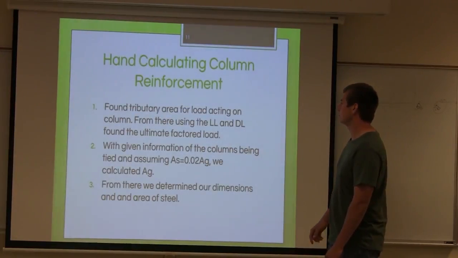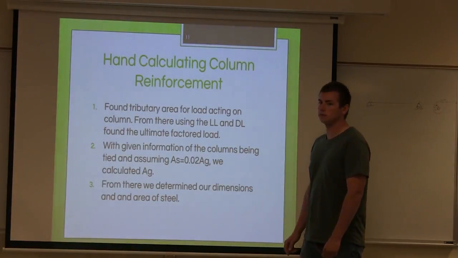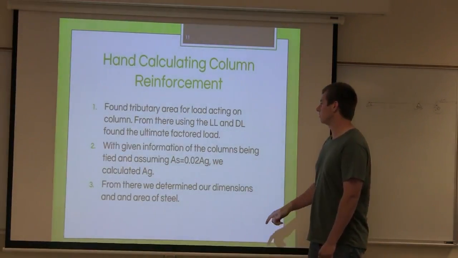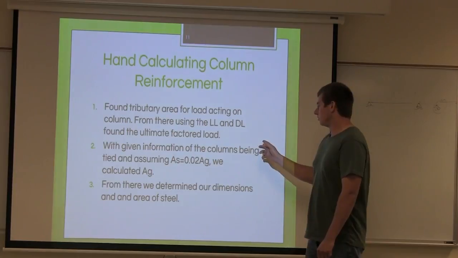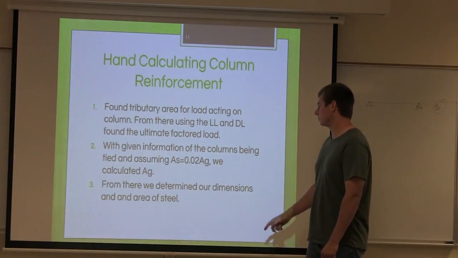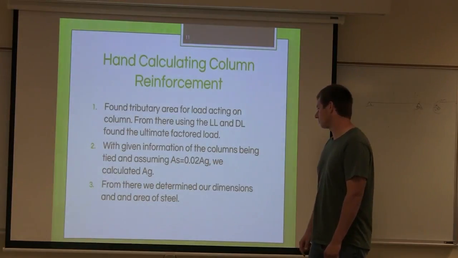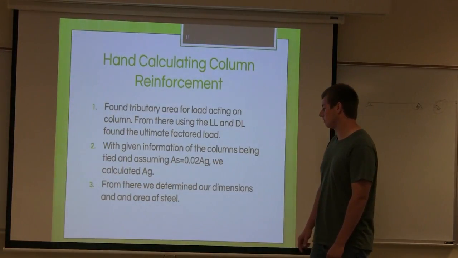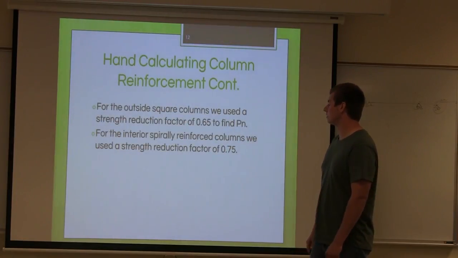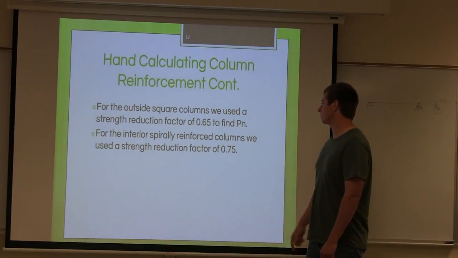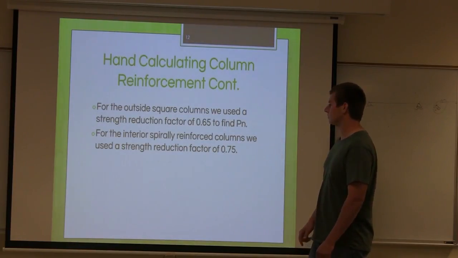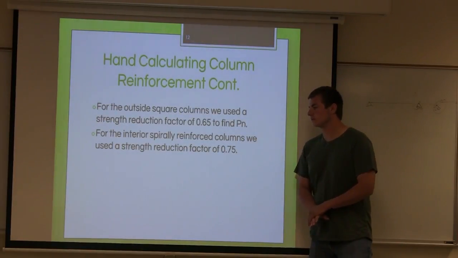And then we did our hand calculations on our column reinforcement just to double check with E-tabs by finding the tributary area. Then using live and dead load, we found the ultimate factored load, and then we assumed As equals 0.02 Ag to calculate Ag to get our dimensions. And for the outside square columns, we used a strength reduction factor of 0.65, and then 0.75 for the spirally reinforced.